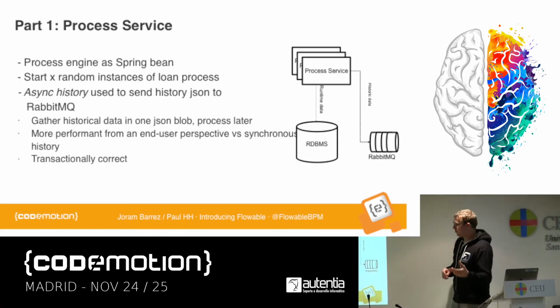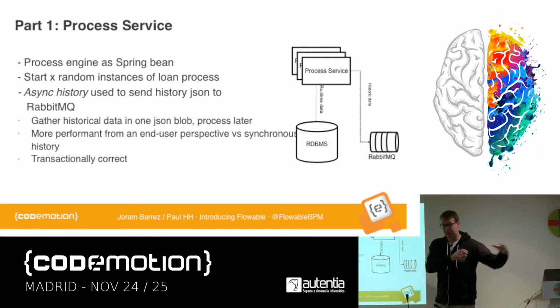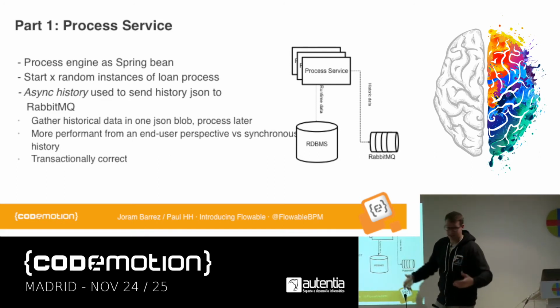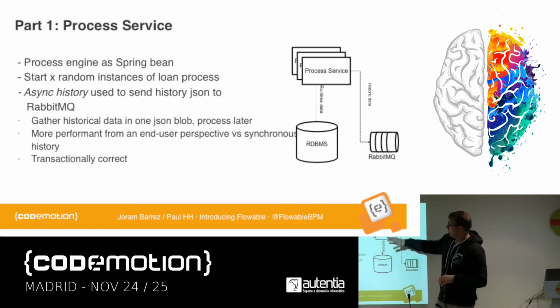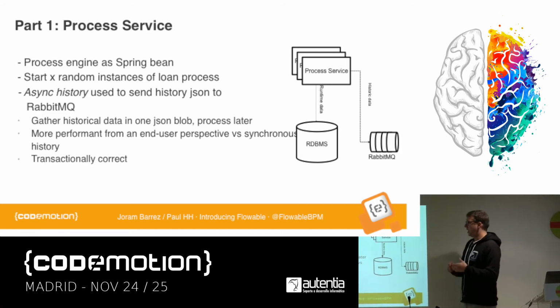So remember, our story started on the left-hand side with the process service. What we're going to do is take the process from Paul and run it a lot of times to generate some data, right? We're going to push it into RabbitMQ with a feature called asynchronous history. Asynchronous history is a fairly recent feature in the engine.